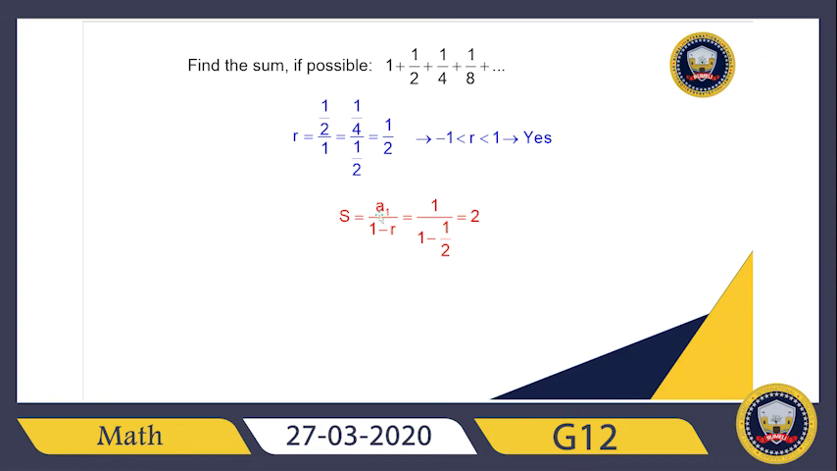So S equals a1 over 1 minus r, and in this case a1 is 1 and r is 1 over 2. So the infinite summation of this geometric sequence is 2. So if you want to add all these numbers until infinity, the answer will be 2.